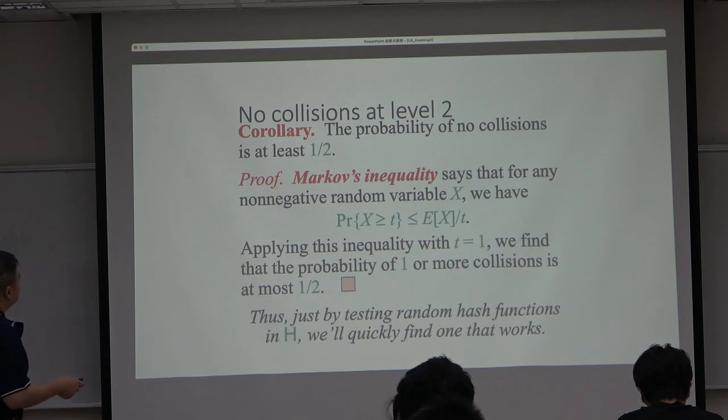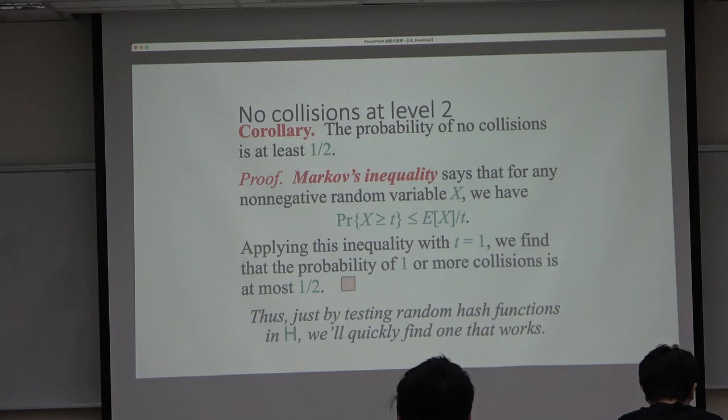And also, you can use this idea to build what we call perfect hashing. In other words, you can build a 2-level scheme. The first level is from universal hashing. The second level is from another universal hashing, so that you don't have any collision.